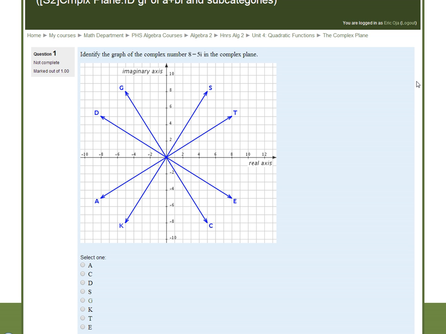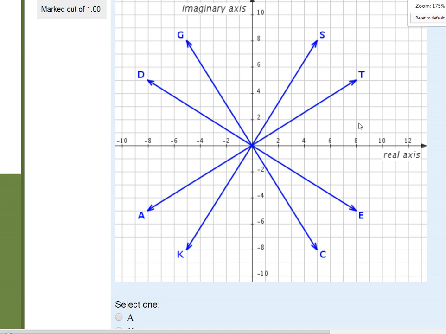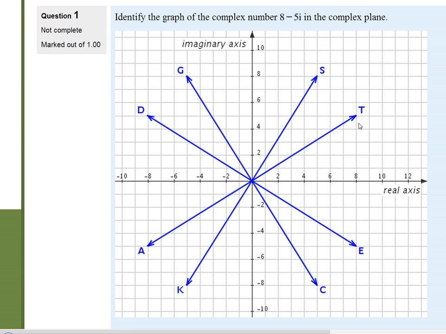If we want to identify the graph of this complex number, let me make that a little bigger. If we were to graph that complex number in the complex plane, what are the coordinates of that point? 8, -5. Yep.